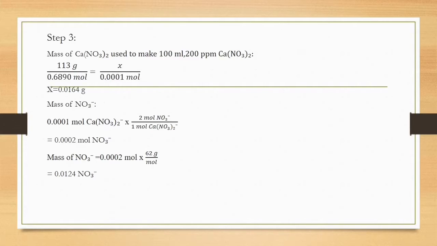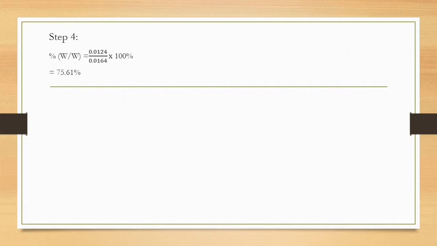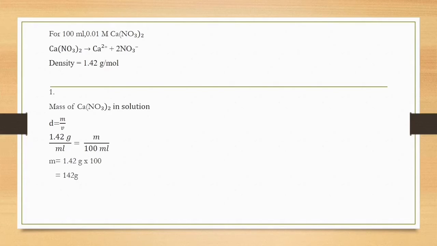Then we get 0.0002 mole nitrate. Then we calculate it. We take the 0.0002 mole nitrate times 62 gram over mole. Then we get the mass of nitrate, which is 0.0124. We calculate the percent. We take 0.00124 over 0.0164 times 100. So we get the percent, 75.61%.